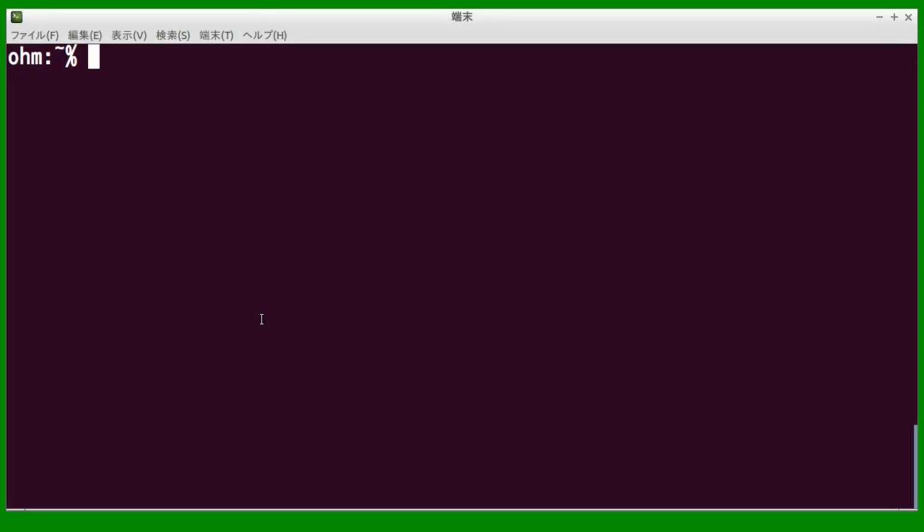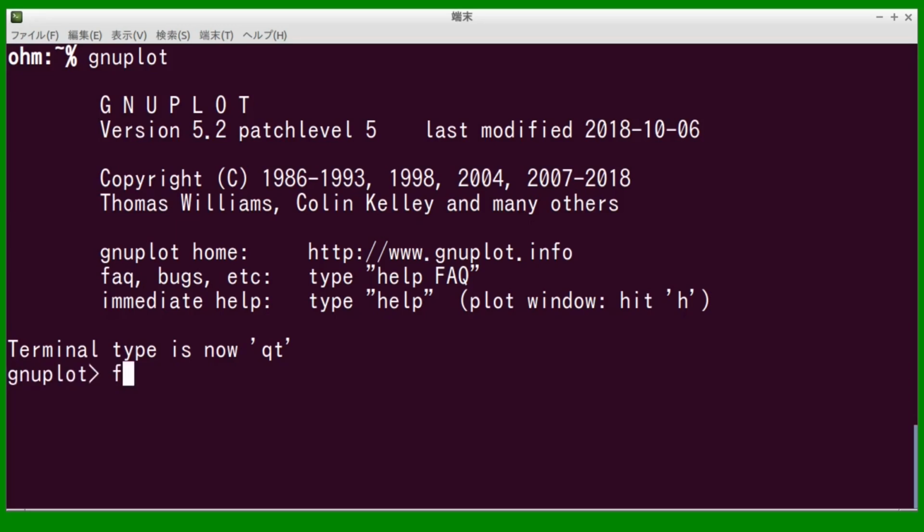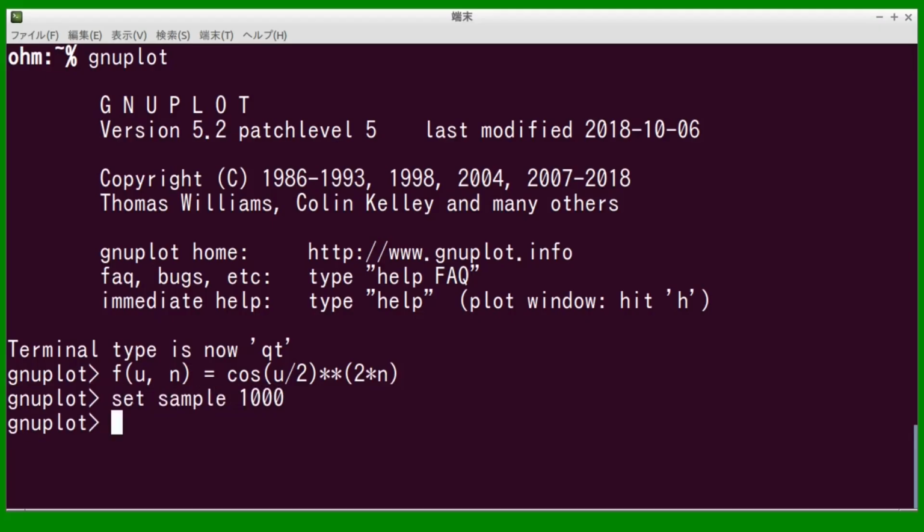Now let us plot the binomial array. First, we define the function in gnuplot. For the array factor, we use n as a variable. Instead of writing out all the coefficients, we use only its shape. We write it as cosine u over 2 to the 2n with the maximum amplitude normalized to 1. This gives a binomial array with 2n plus 1 elements. Then we set the number of sample points higher.